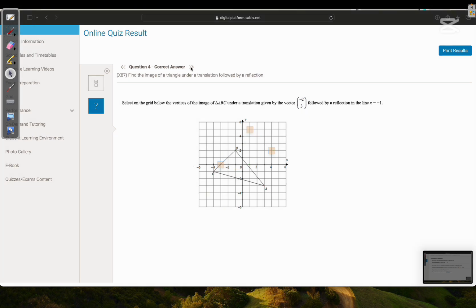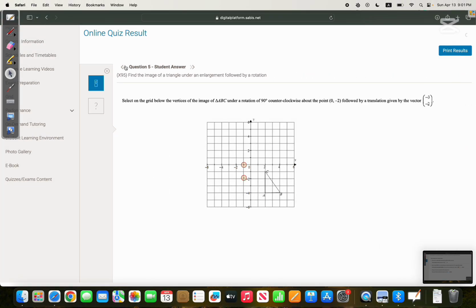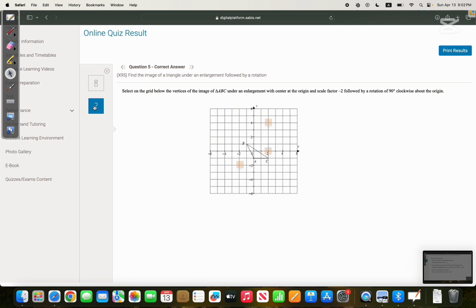Okay. Question number 5. Select on the grid below the vertices of triangle ABC under an enlargement with the center at origin at scale factor -2 and a rotation of 90 degrees clockwise.